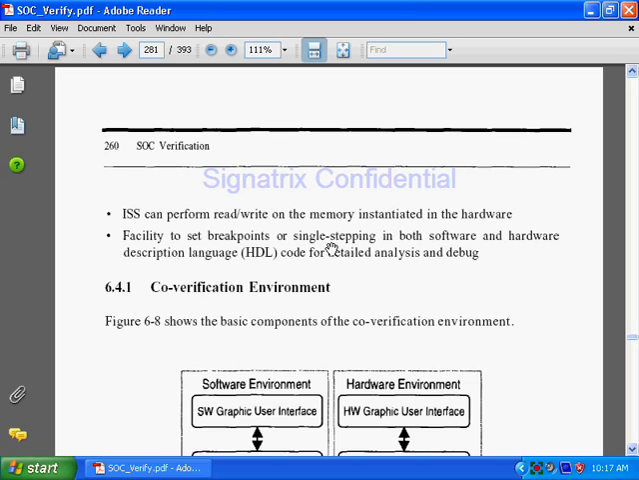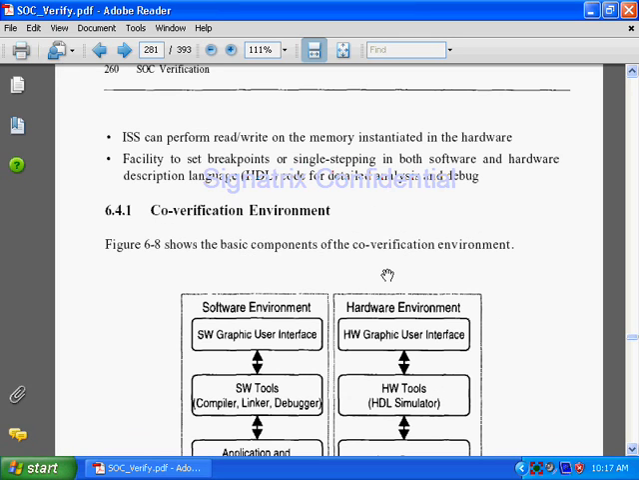Facility to set breakpoints or single stepping in both software and hardware description language for detailed analysis and debug. So we know that this is the thumb rule in debugging, you have to set some breakpoints, not only in hardware but in software also.